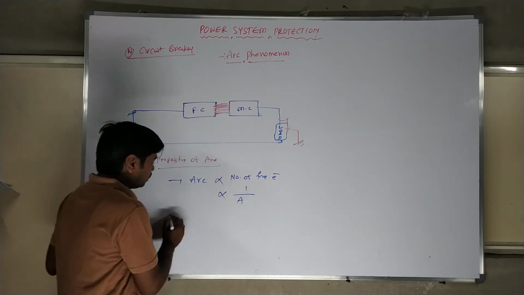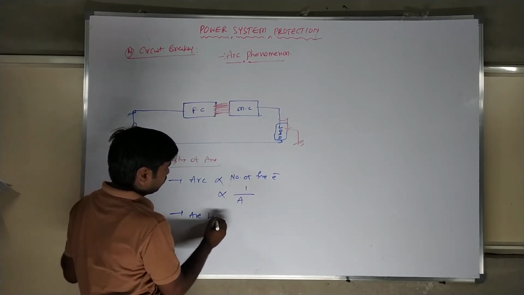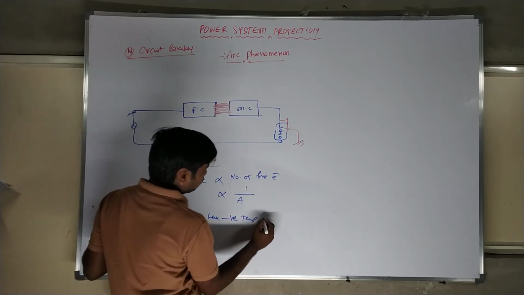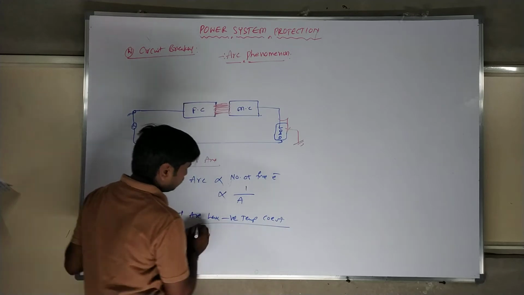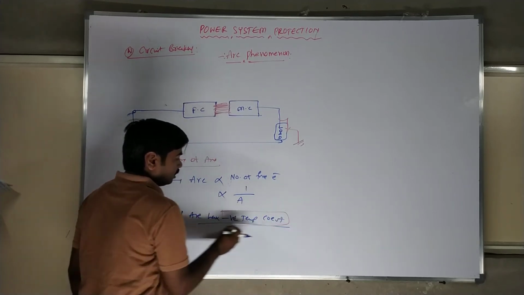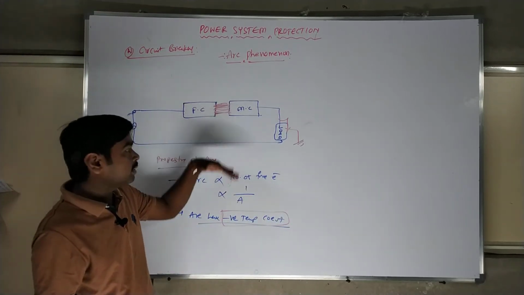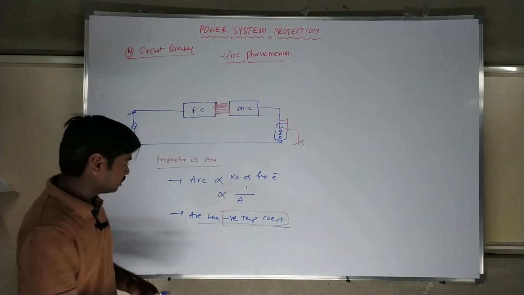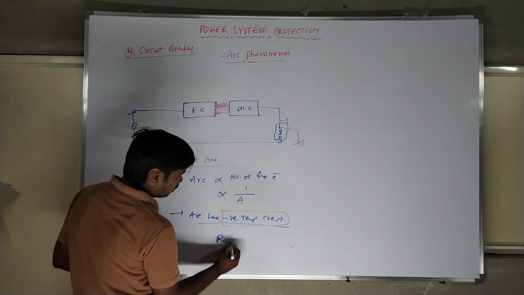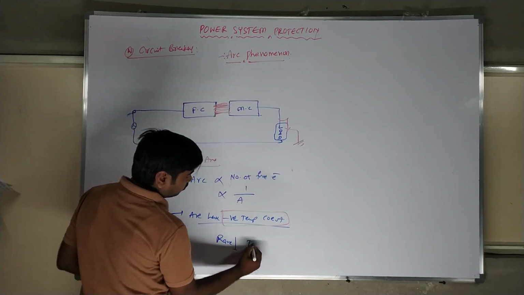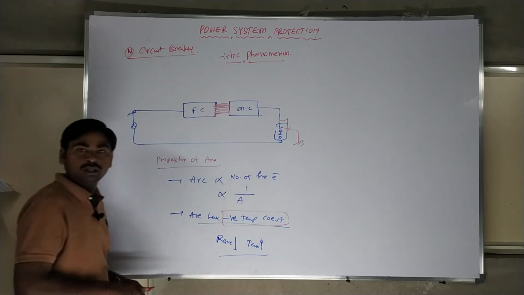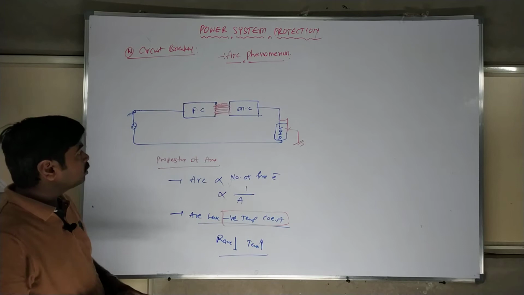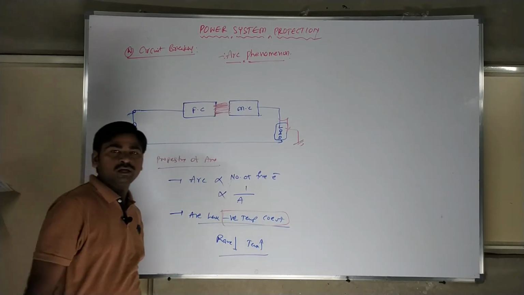Next, one more thing. The arc has negative resistance properties, a negative temperature coefficient. It means when the temperature increases, free electrons increase and automatically the resistance decreases. Therefore, the resistance of the arc decreases when the temperature increases. So due to the arc, definitely we are getting a problem.